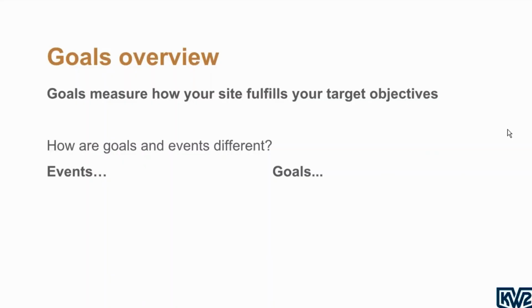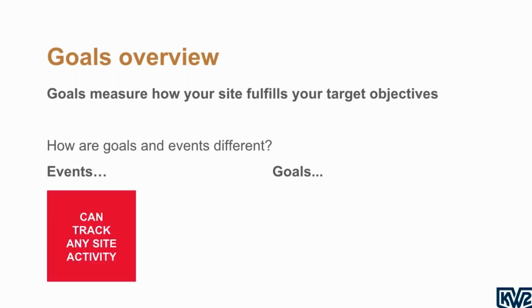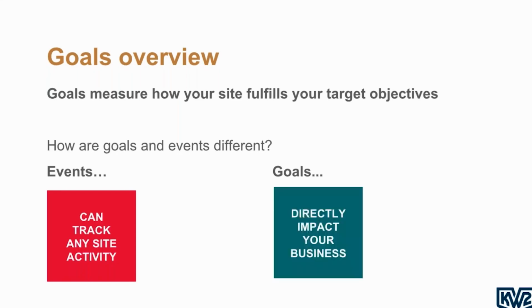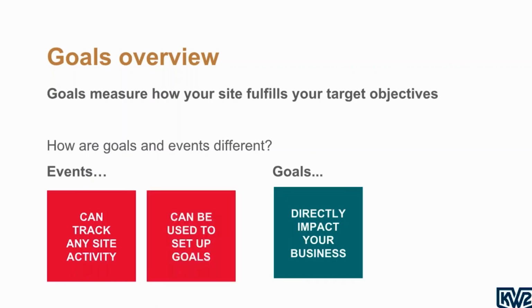So goals, as Tim mentioned, are really measuring how your site fulfills those larger objectives. And the lines can get a little bit blurred, as we've already seen. Events can track any site activity, whereas goals really want to be limited to those bigger macro conversions. And they can be based on events, but really you're not looking to measure every single thing on your site as a goal. That's what events are for.